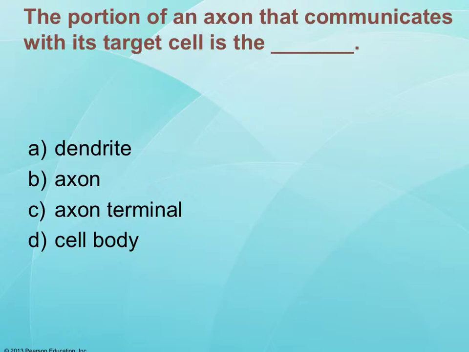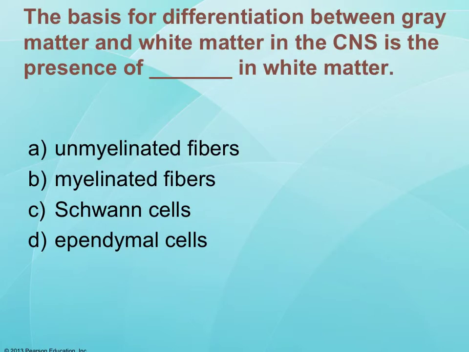The portion of an axon that communicates with its target cell is? The answer is the axon terminal. So the portion of the axon that sends information to the target cell is at the axon terminal. That's the junction, that is a connection between a neuron and a target cell. Last question.